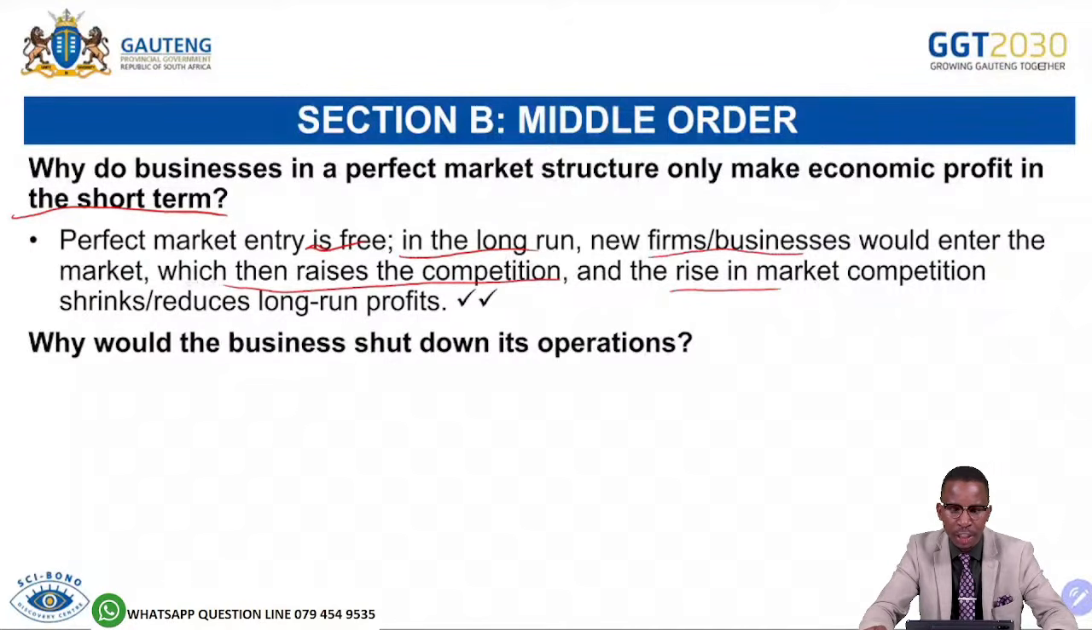Why would the business shut down its operations? Remember, when the business is shutting down, there are two ways: either the business can no longer continue to operate in this way, or the business is producing one or two products. If the business produces one product, the business will shut down if it cannot afford to cover its variable cost. So it will leave the market if it's producing one product.